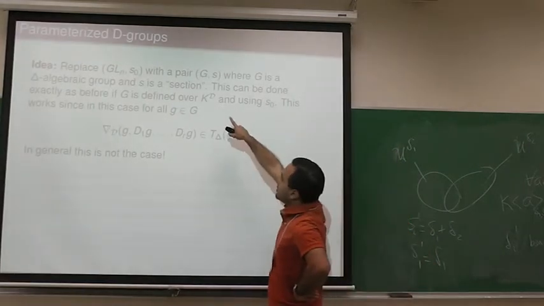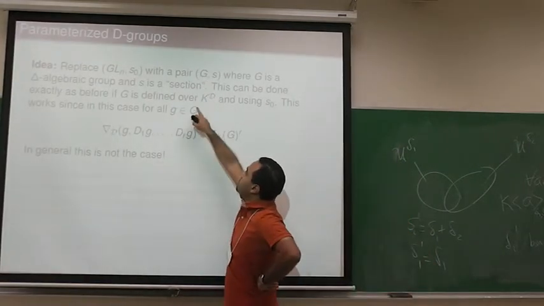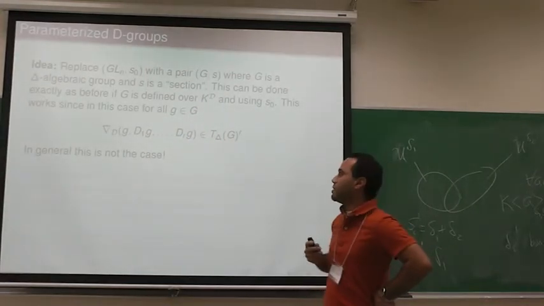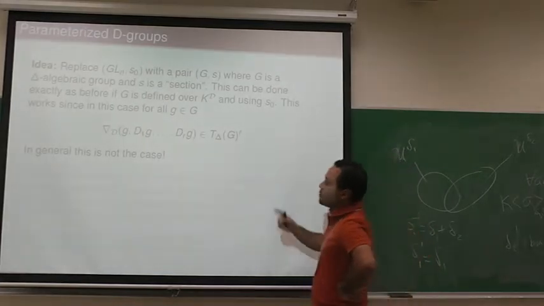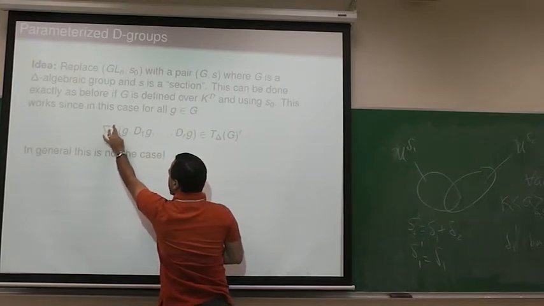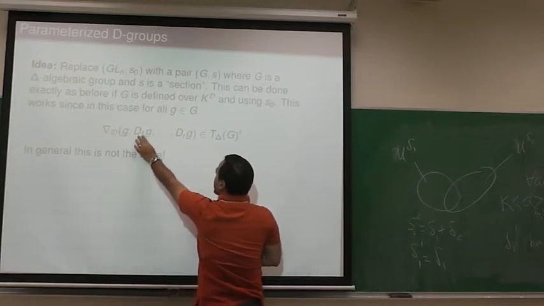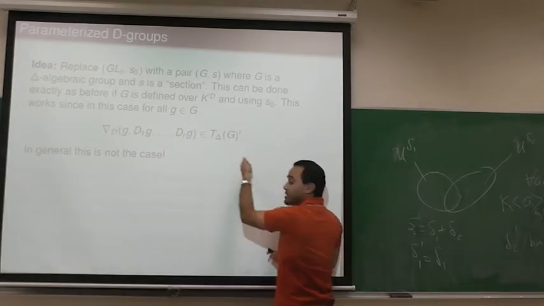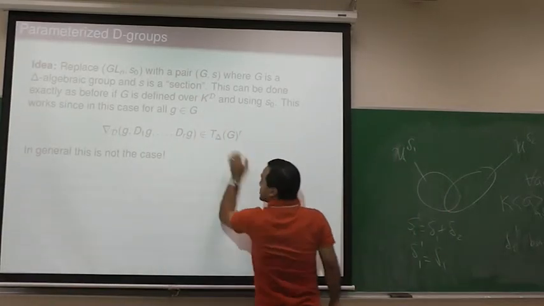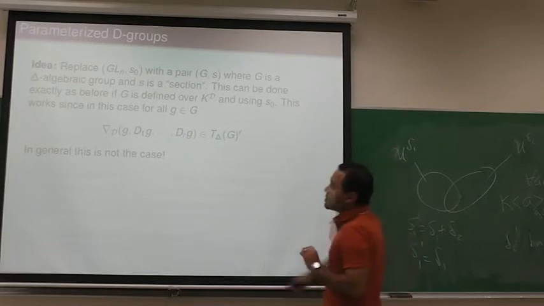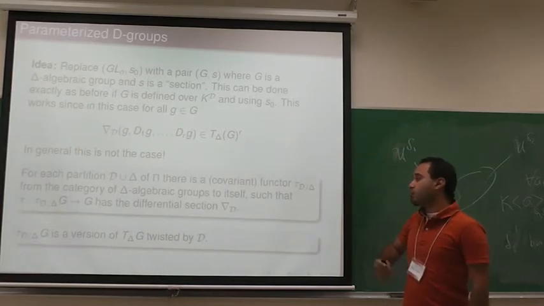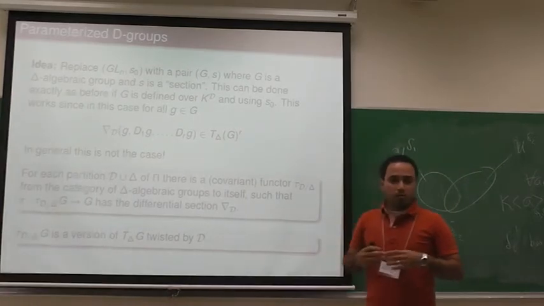Now, I should say that if this G right here is defined over the constants, everything works out. Everything is exactly the same. There are a couple of things that are new. But the point is that if I take G and the derivations, they still live inside the tangent bundle. That's where I use that it is defined over the constants. But if my group is not defined over the constants, then this is not true. Okay, and then we replace the tangent bundle by the prolongation.